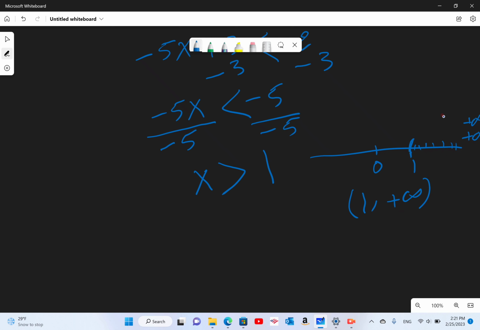It means any number that we take here, let's say we take some number that is greater than 1, let's say 100. So this 100 is greater than 1. Whatever number we take is a solution to this set. It's a solution to this linear inequality.